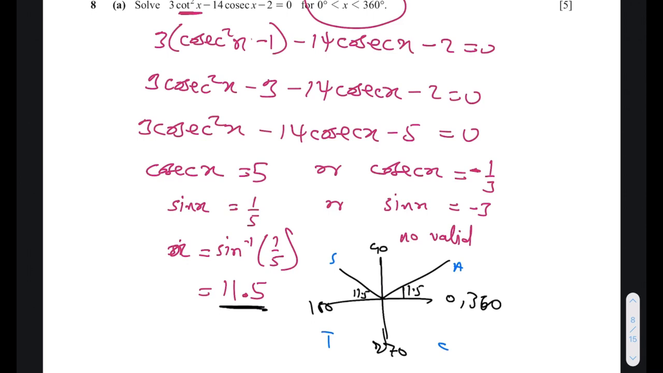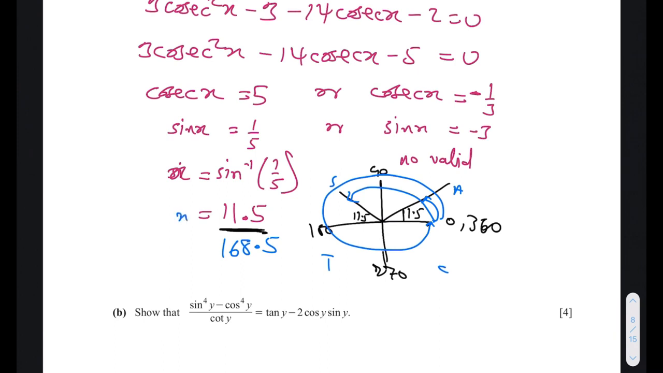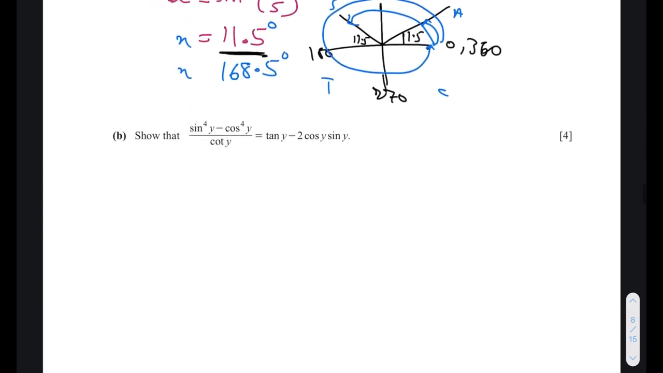All right, so if we are going to 360, we meet it first here, that's the angle we wrote, and the second one we will meet it here. That'll be 180 minus 11.5, giving us 168.5. If we continue to 360, we will not meet anything again. So these are the two angles that we are looking for. That is it. And put degrees on it, nicely like that.